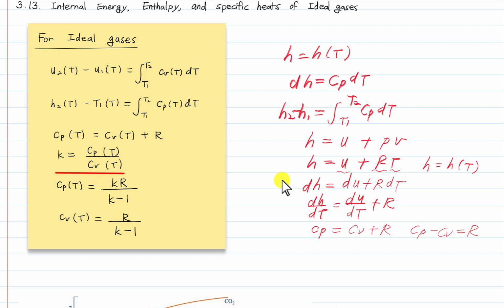The specific heat ratio is defined as k. k equals Cp over Cv. And Cp is expressed as kR over k minus 1. Cv is also expressed as R over k minus 1. These equations are based on these two relations.